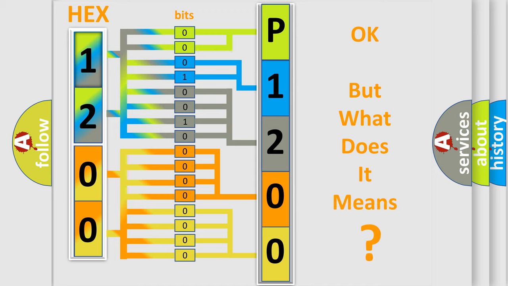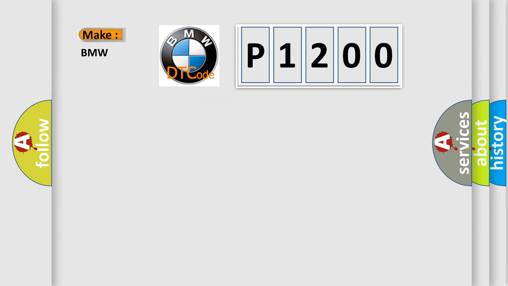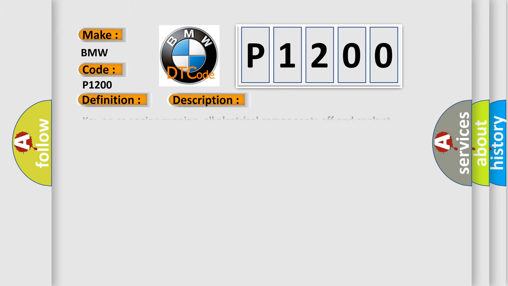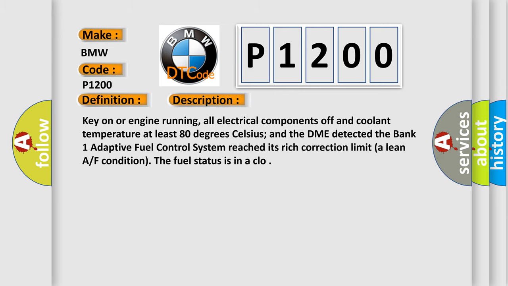The number itself does not make sense to us if we cannot assign information to what it actually expresses. So, what does the Diagnostic Trouble Code P1200 mean specifically for BMW? The basic definition is fuel system too lean. And now this is a short description of this DTC code.